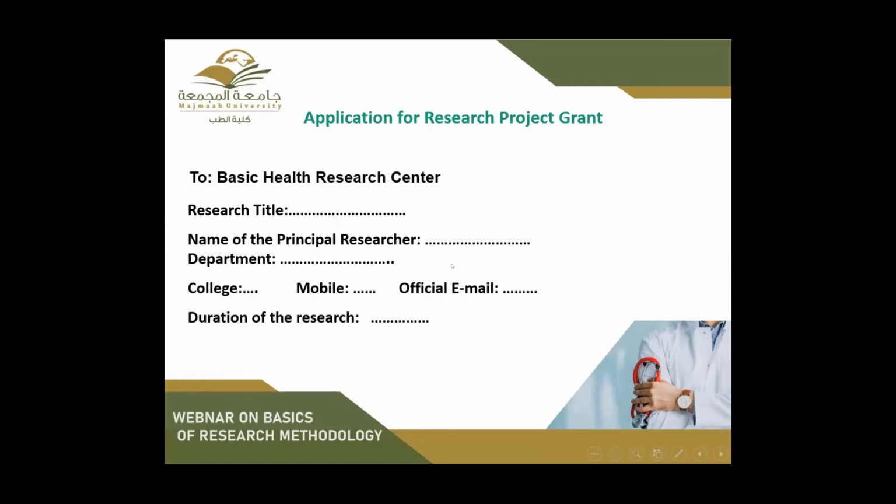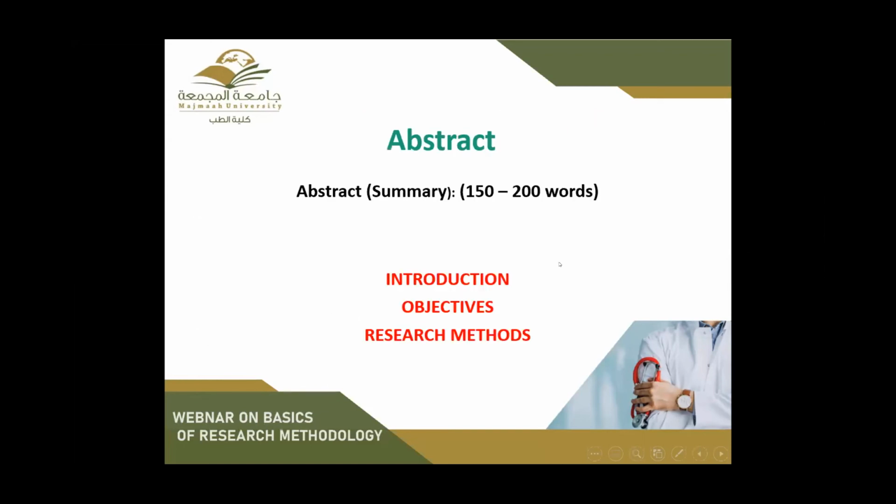So we start with the proposal format. I think many people must have passed through this. This is the first page of the application for a research project grant to the Basic Health Research Center. You have the research title, the name of the principal investigator, the PI, and the department, the college, the mobiles, official emails, and the duration of the study. This is the first page.